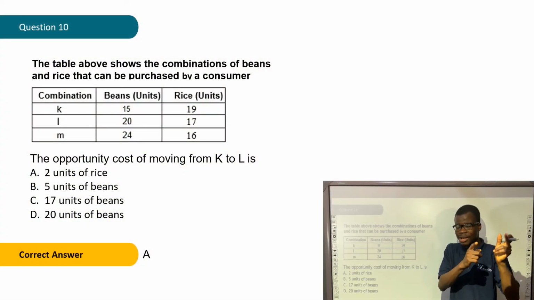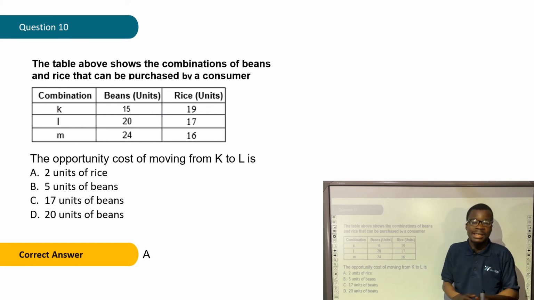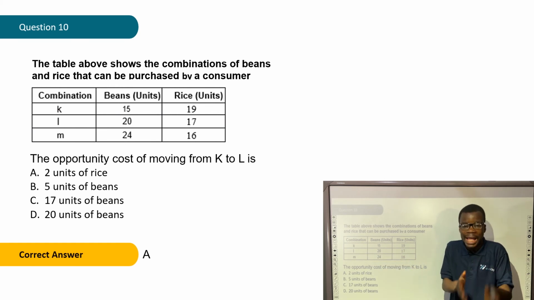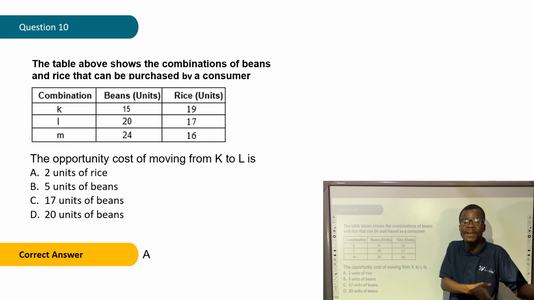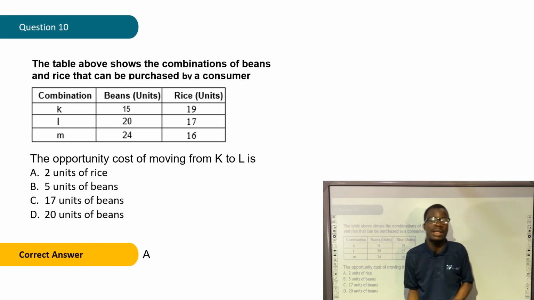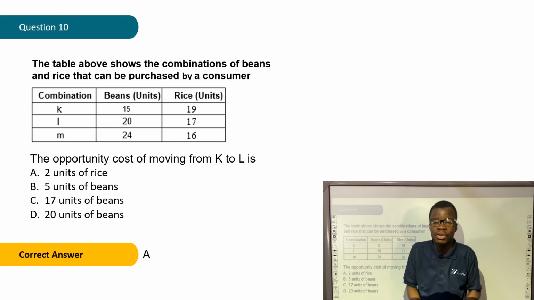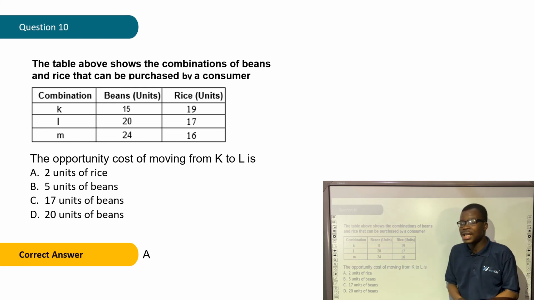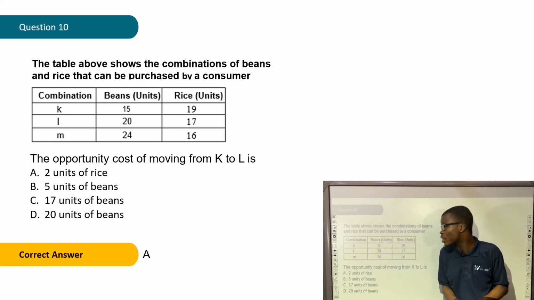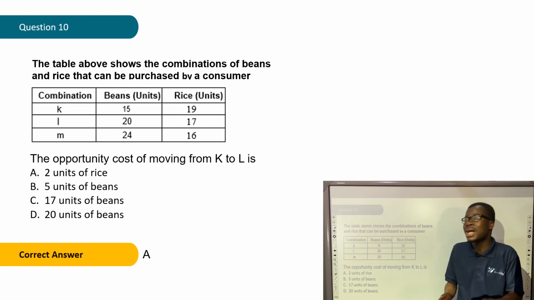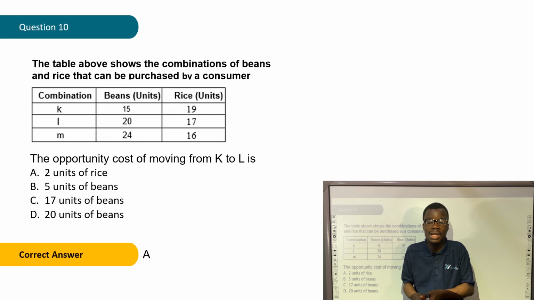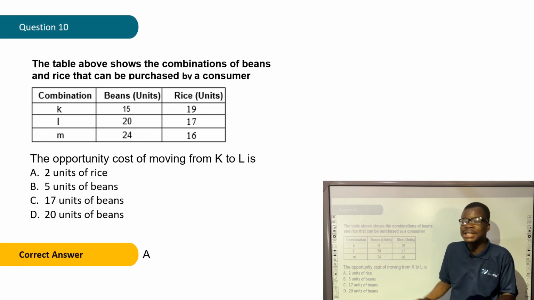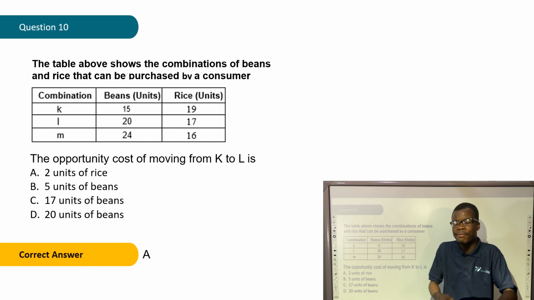Are you getting that? Don't forget, there's nothing that is free in this world. For whatever thing that is being acquired, there must be a cost. Though there's an increase of 5 units of beans, there must be a cost that must be incurred. And that is rice. If you notice the trend of rice, at combination K there are 19 units of rice, but at combination L we have 17 units of rice, which means there's a reduction in rice by 2 units, while there's an increase in beans by 5 units.